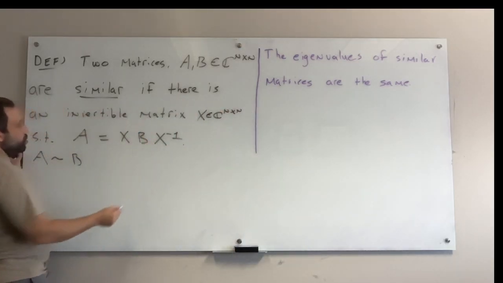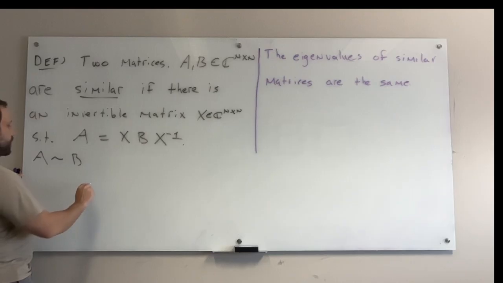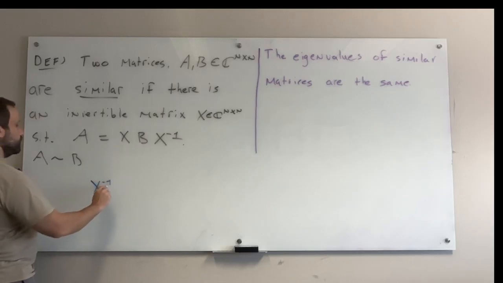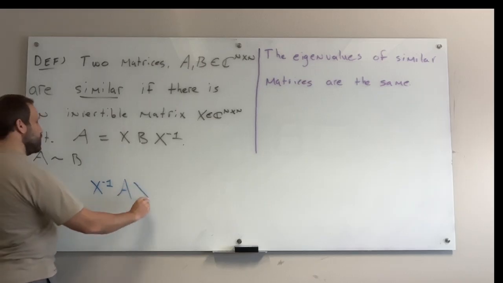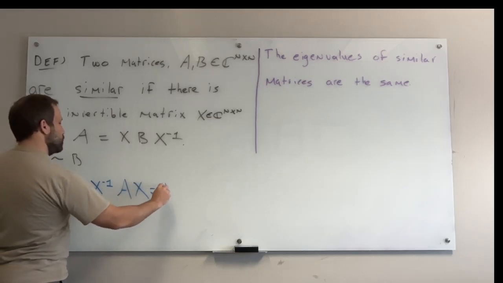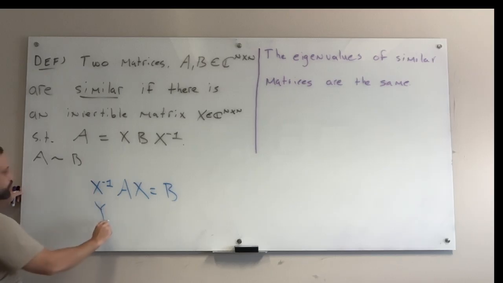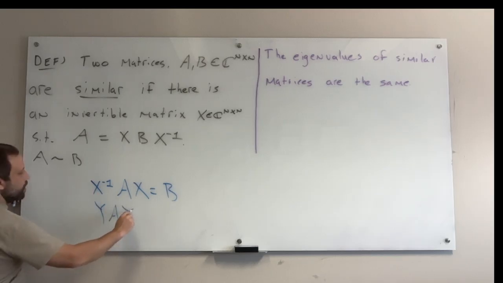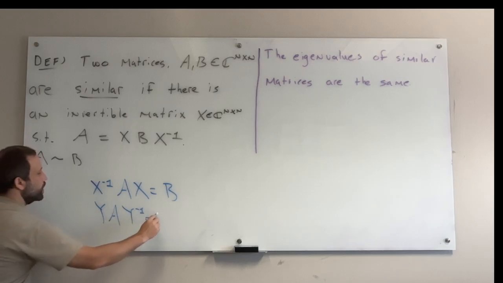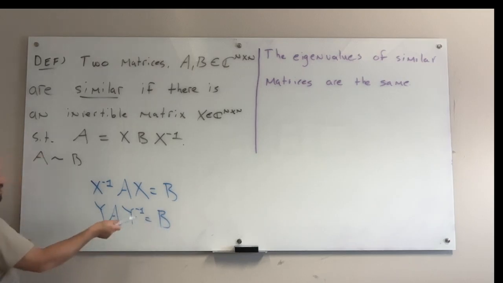We can write this equivalence relation as X inverse times A times X is equal to B. And then if I define Y to be X inverse, I can write this as Y A Y minus 1 is equal to B. And then a similar argument is going to show that any eigenvalue of A is going to be an eigenvalue of B.